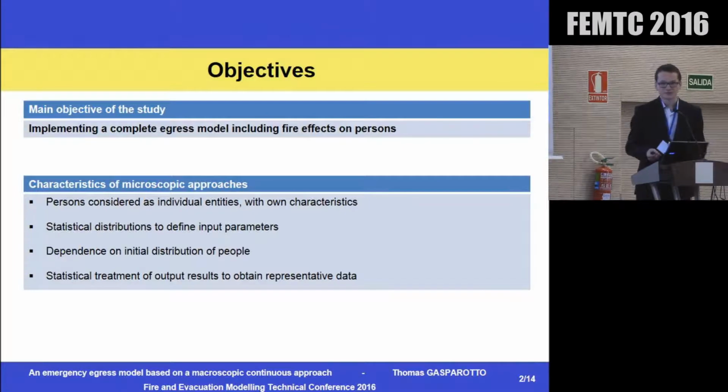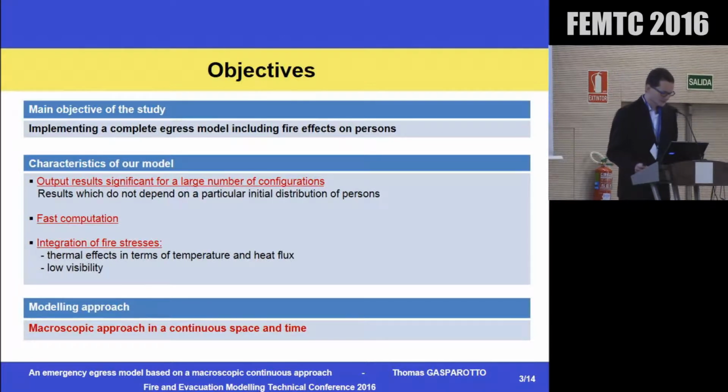So this microscopic description generally needs a statistical treatment of output result to provide evacuation times which can be considered as representative for all scenarios likely to happen. That's why our objective here is the development of a model able to provide, by a fast computation, evacuation times significant for a large number of configurations and which do not depend on a particular initial distribution of persons. One of the key features of this model will be the integration of fire stresses in terms of thermal effects and low visibility.